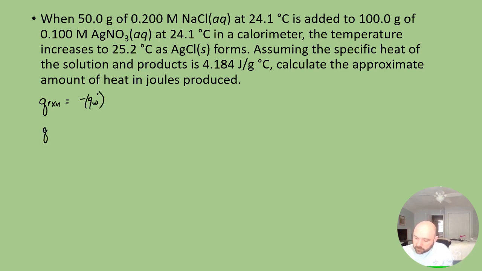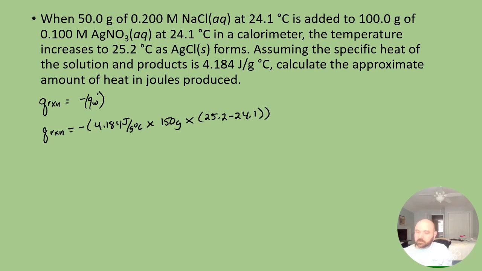So if we can figure out the Q of the water, we can figure out the Q of the reaction pretty easily. In this case, the specific heat of water is, as always, 4.184 joules per gram degree Celsius times the mass of the solution. So we see that we mixed a 50-gram solution with a 100-gram solution. So that's a total of 150 grams of solution times the temperature change. We go from 24.1 up to 25.2. So 25.2 minus 24.1 is our temperature change.